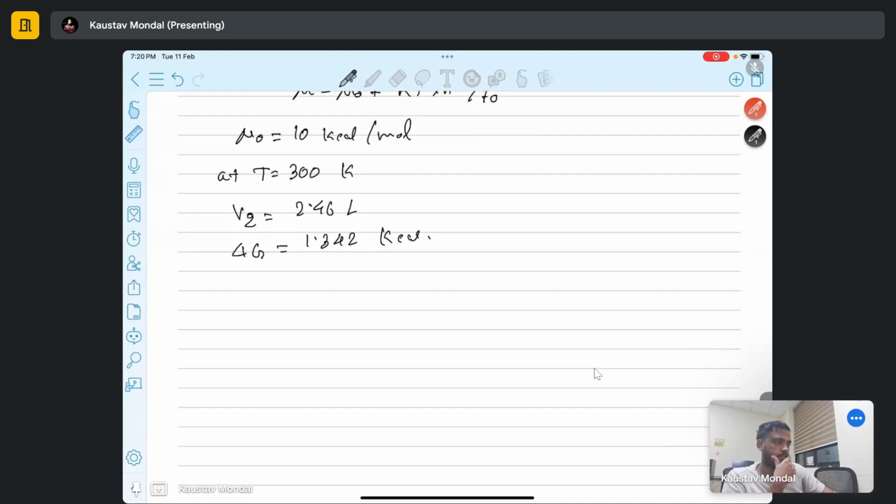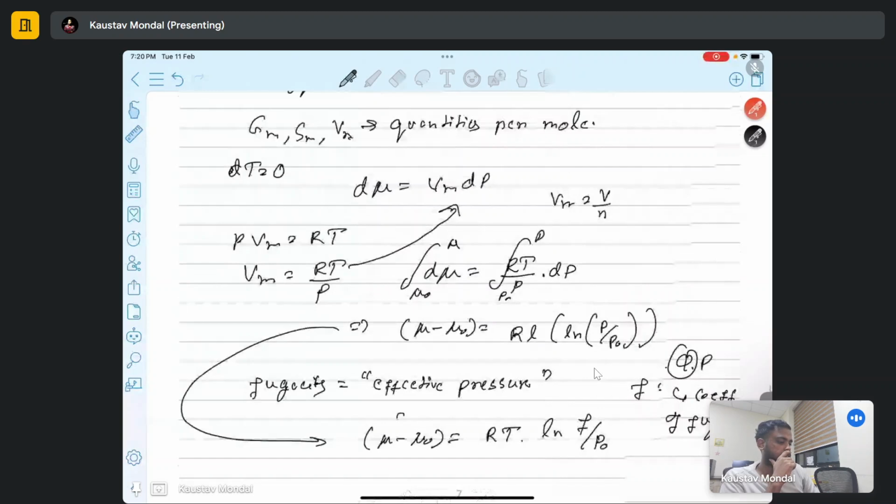Now change in mu can also be written as change in delta G, right? So delta G will become delta mu, that is also 1.342 kilocalorie. Now the system expands, right?